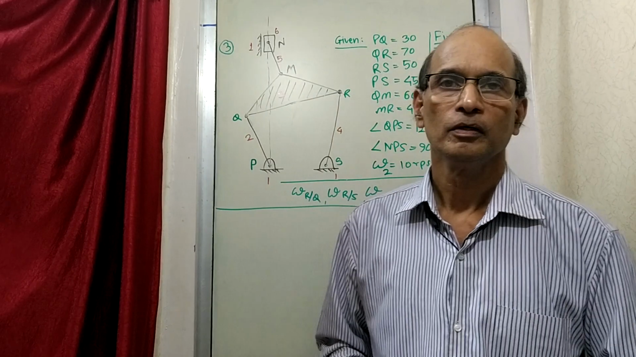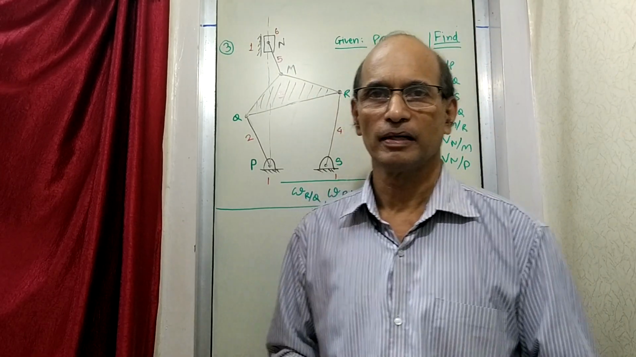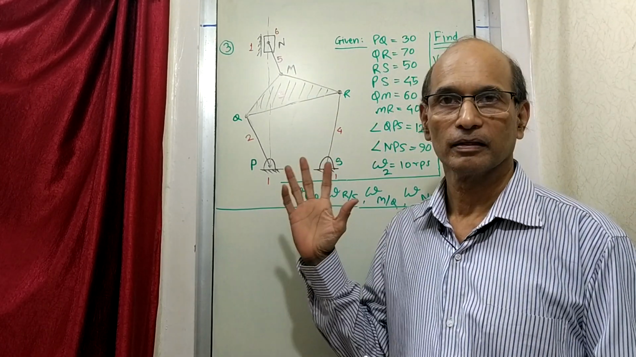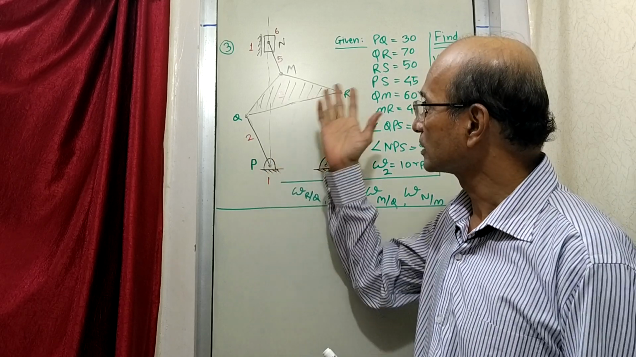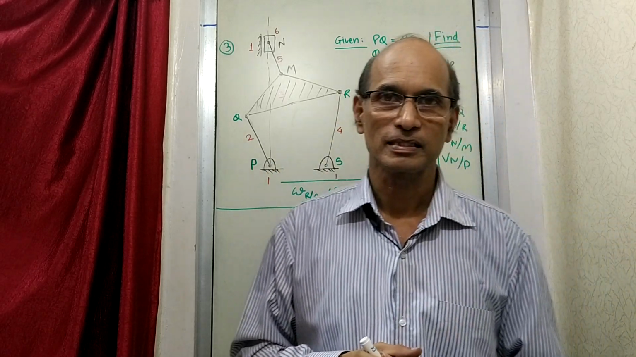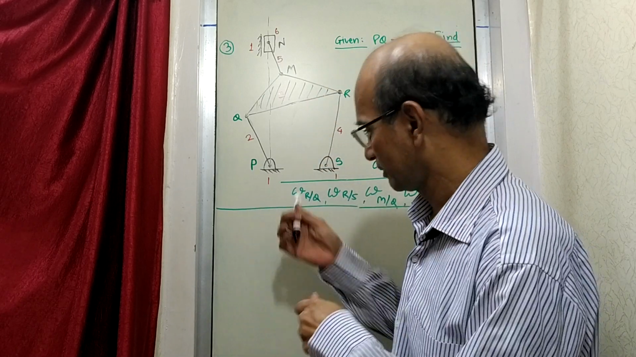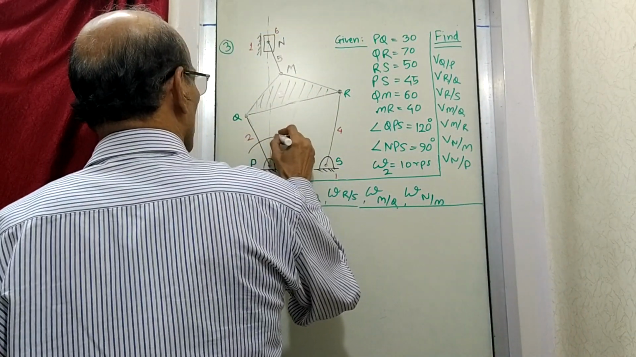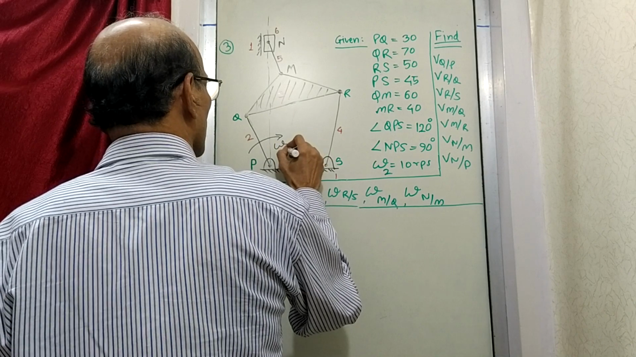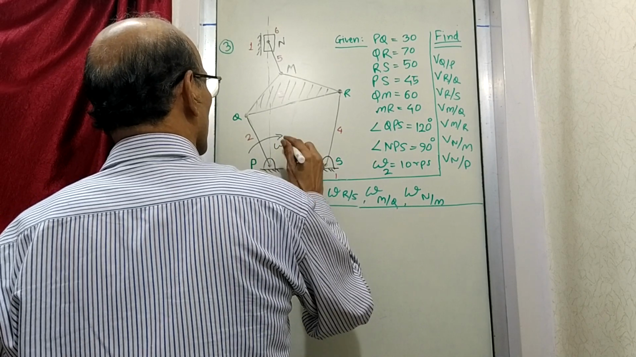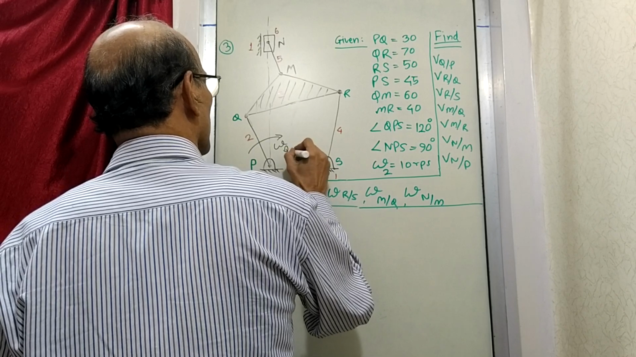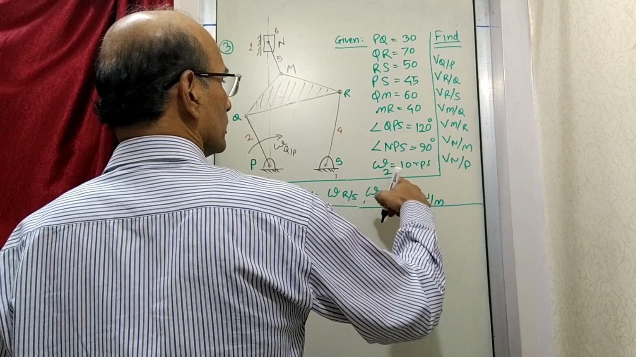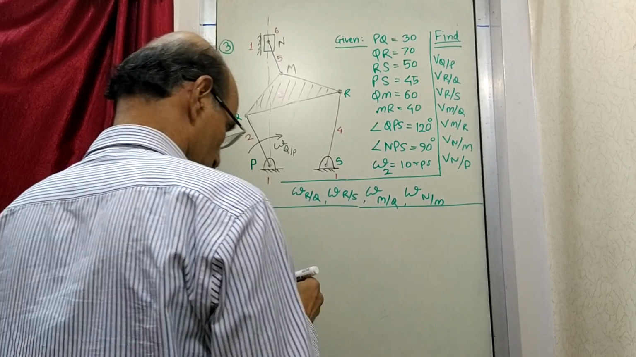Hello all of you. We start with the next session where we are now going to handle one mechanism which has got, let us say, more number of links. This is the input that is given: omega of Q related to P, that is omega 2 is given.